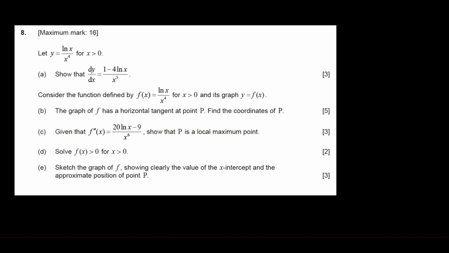This one's about derivatives, exam question. So here's what we have. Let y equals ln x over x to the power 4, x is greater than 0. Question A, show that the derivative is as follows.